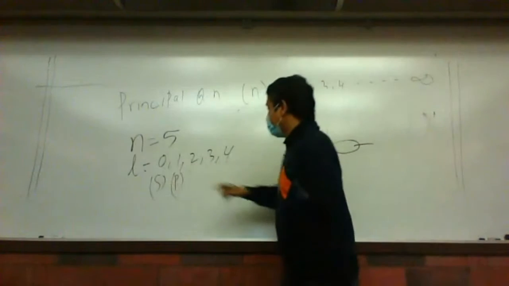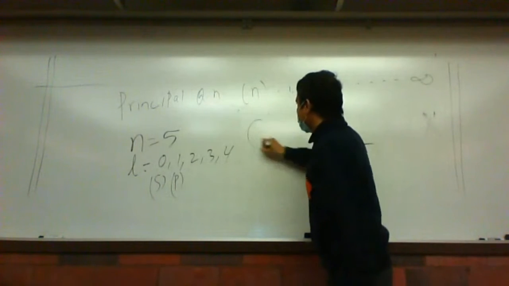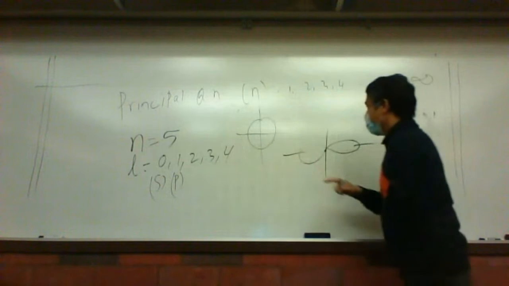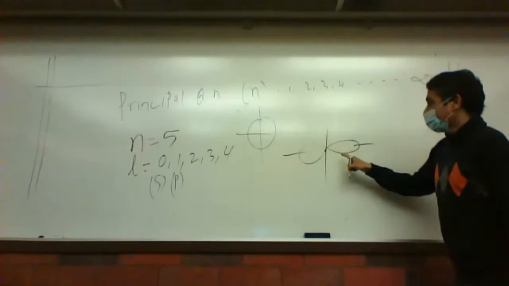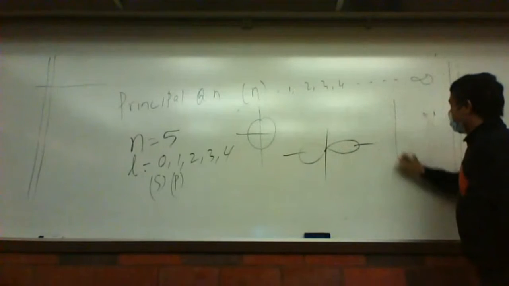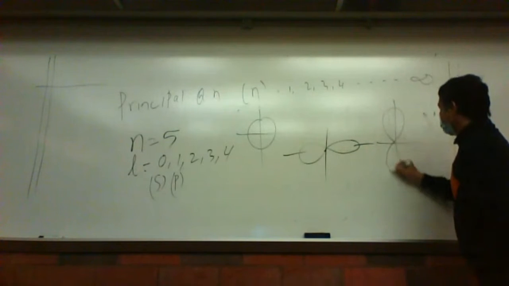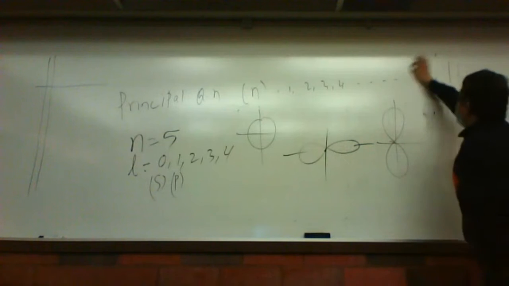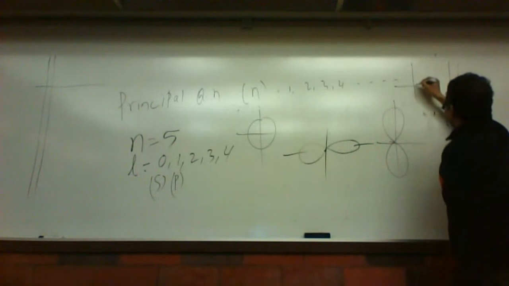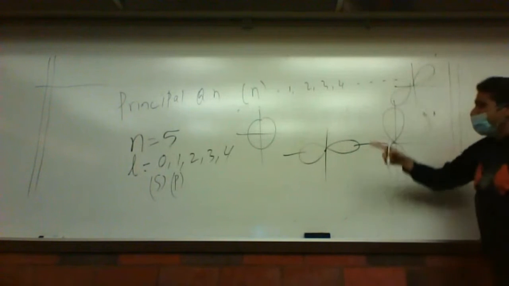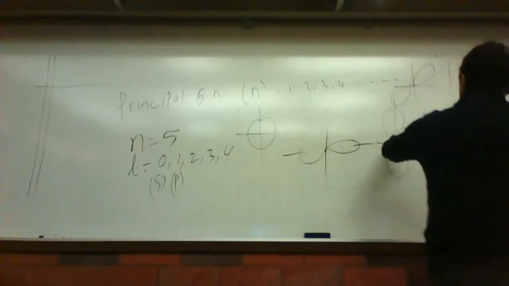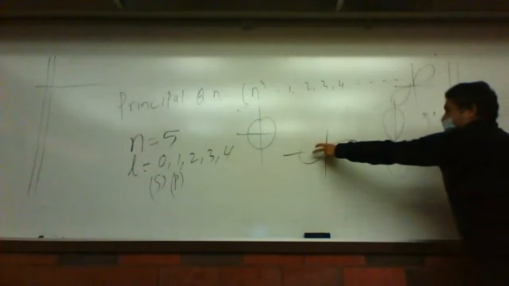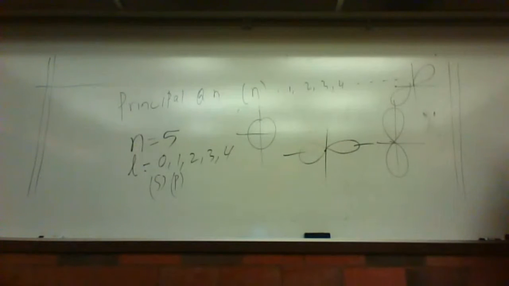If you have azimuthal quantum number 0, the shape of the orbital is a sphere. If you have l equals 1, it can be like this, or like this, or like this. Basically, the azimuthal quantum number 1 says it is a dumbbell. This is also dumbbell shaped, and this is also dumbbell shaped. This is basically saying what the shape of the orbital is. Make sense?